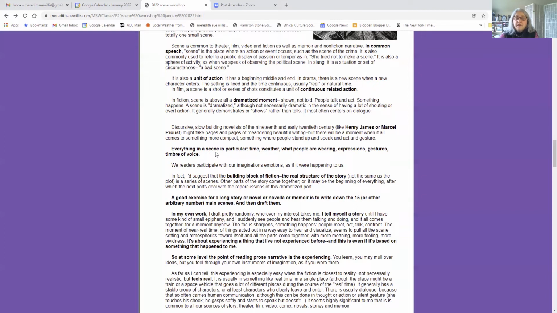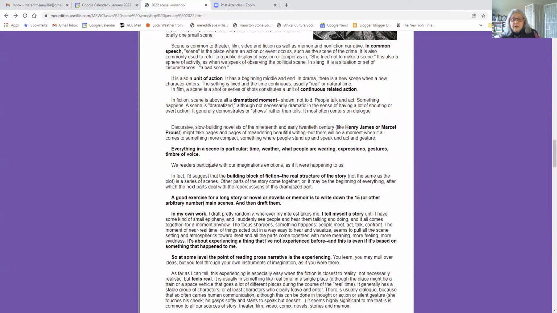And sometimes even discursive, slow building novelists in the 19th century and early 20th century, people like Henry James or Proust, would take, I don't know, 20 pages of their meandering, sometimes insufferable descriptions and on and on. And then suddenly, both of them, and they are great writers, will come out of all this description and going round and round the bush, and there will be something compact, something where the people suddenly start speaking to one another, gesturing, and something happens. It usually centers on dialogue.